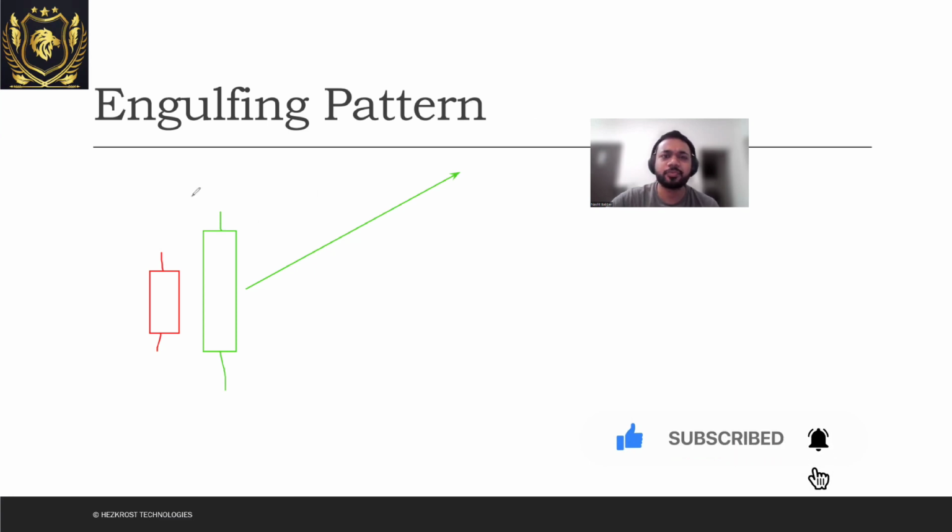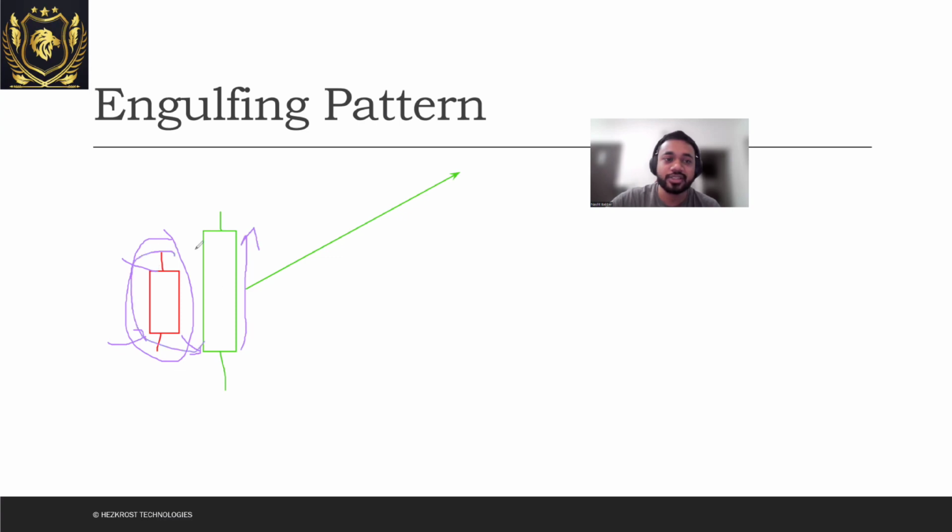Now let's understand the market psychology behind this. There was a bearish candle, so the sellers were in power. This was the open price, of course, and this is your close price. But the next day, the prices actually opened lower, but the bulls started pushing the market in the upward direction, and they pushed it so much that it actually engulfed the bearish candle.